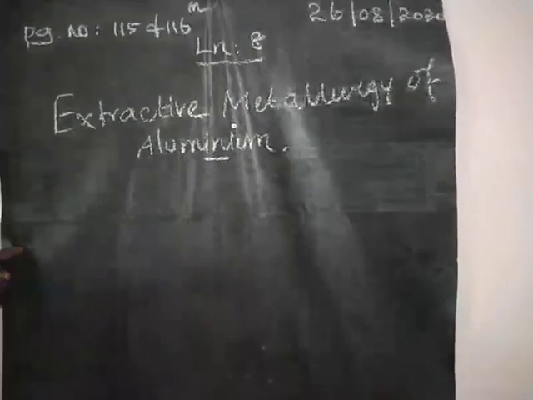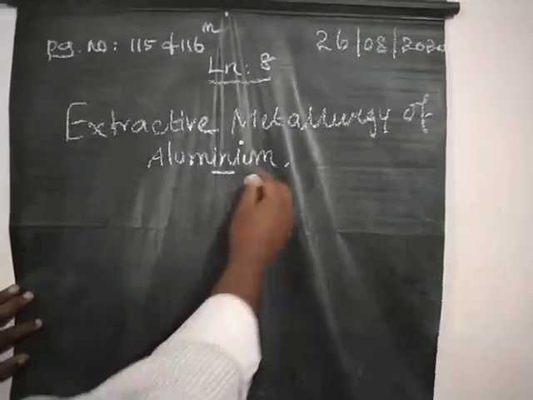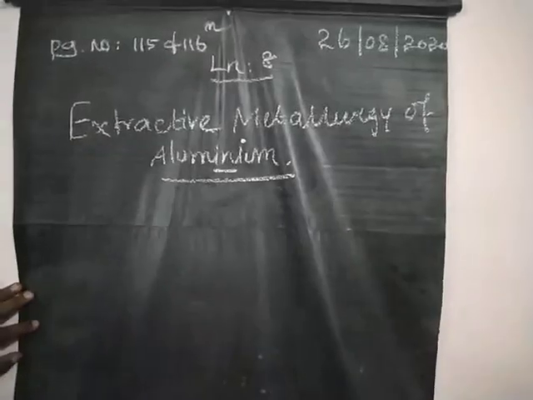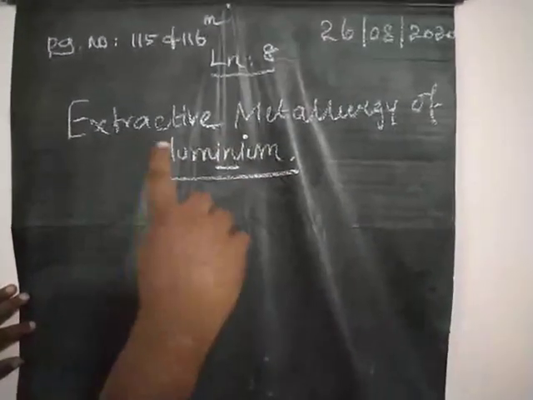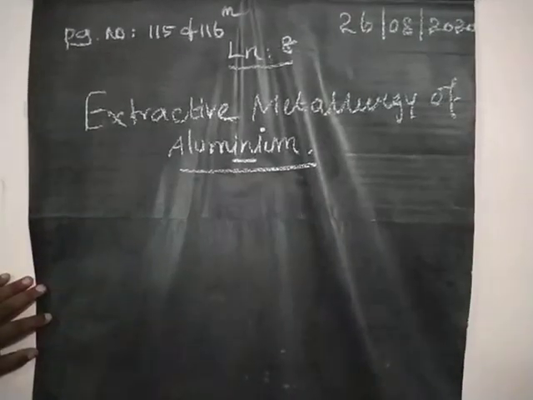Okay, so today we are going to start the new topic: extractive metallurgy of aluminium. So how to extract the aluminium from ores? That is called extractive metallurgy of aluminium.